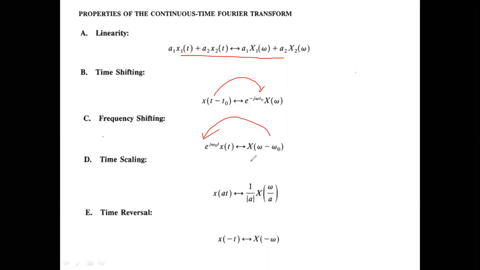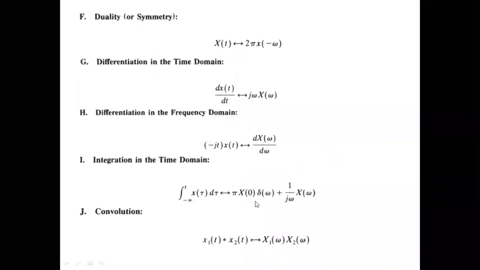Time scaling results in omega being replaced by omega divided by the scaling factor. Reversal in time results in reversal in frequency. As I told you, I'm not going into much detail. Then there is this duality.